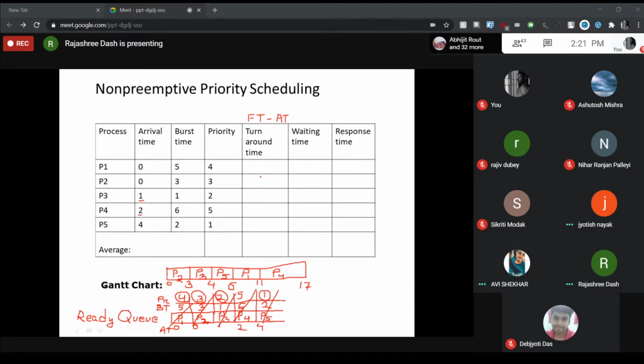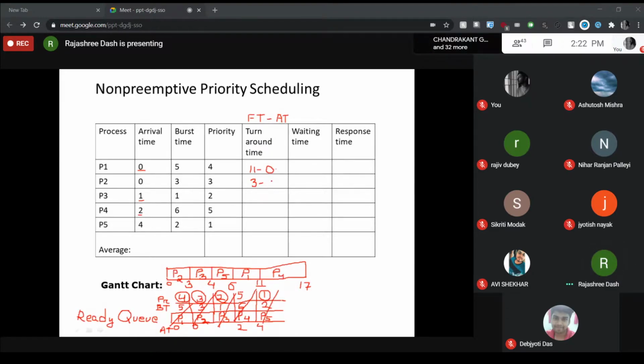What is the finish time for P1? In the Gantt chart, 11 minus 0, that is 11. 0 is the arrival time given in the table here. P1 completed its execution at 11. It arrived at time 0. So 11 minus 0, that is 11. For P2, 3 minus 0, that is 3.